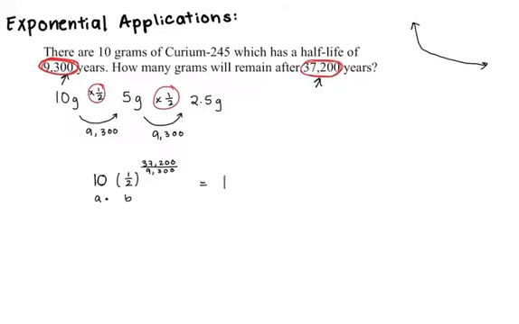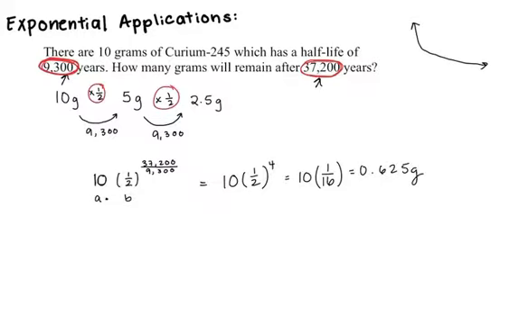I'm going to just simplify this. Remember, we have to do exponents first, so I'm not multiplying the 10 by 1/2. I have to do my exponents first. 37,200 divided by 9,300 simplifies to 4. So I will now have 10, and then I'm going to distribute my exponent of 4 to the top and bottom of that. That will get the fraction 1/16. And I multiply that out, and I get 0.625 grams will be remaining at that time.